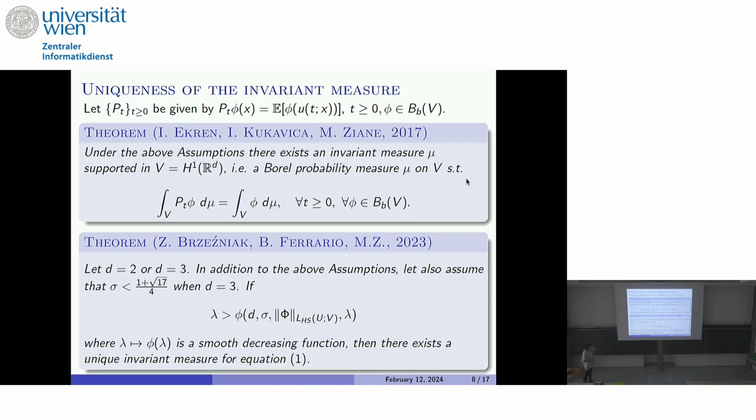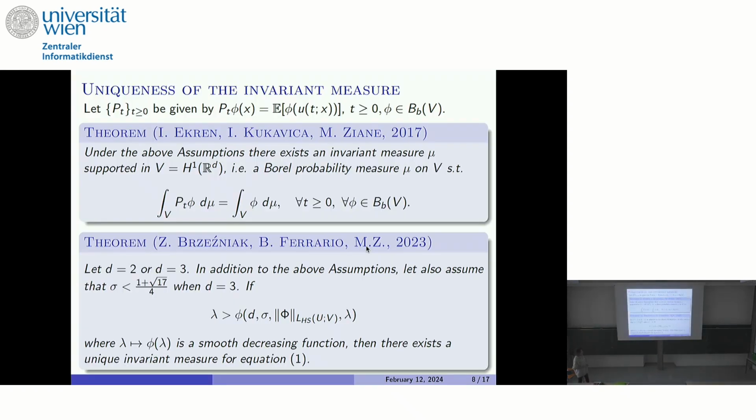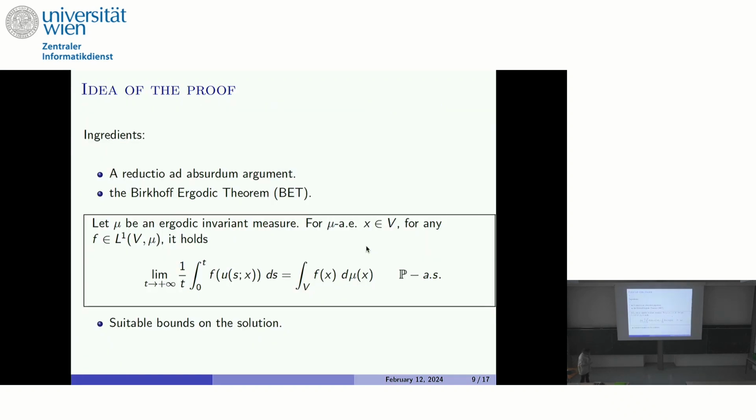So roughly speaking, this condition is telling you that the intensity of the dissipation term, lambda, has to be stronger than the intensity of the noise. So somehow it's a result that you expect, because you're saying that you are dissipating more than the energy injected in the system, and so this ensures you uniqueness of the invariant measure. So what is the idea of the proof?